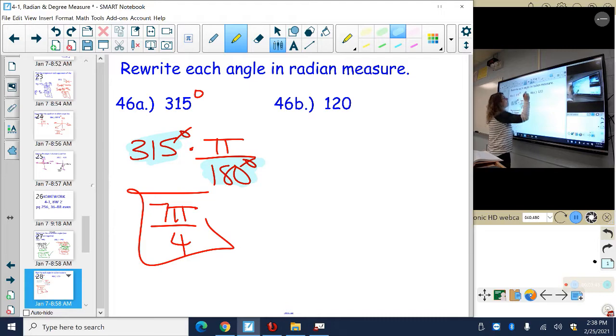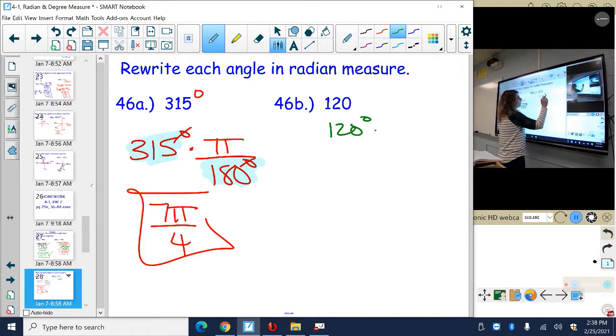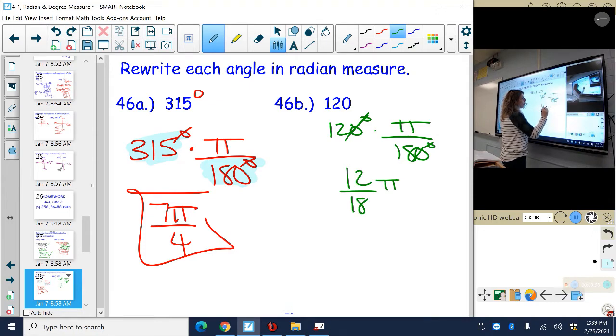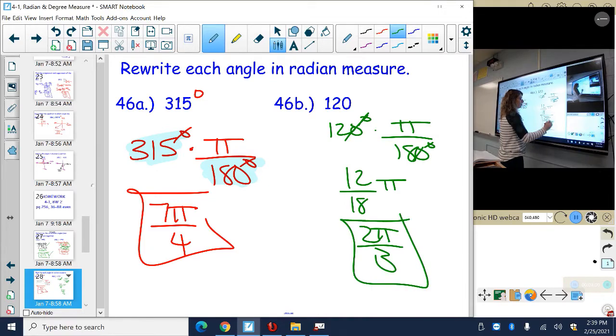Okay, same thing. So 120 degrees times pi over 180 degrees. The zeros and the degree symbol cancel out, so you have 12 over 18. Divide them both by 6, that gives you 2/3 pi. Okay.